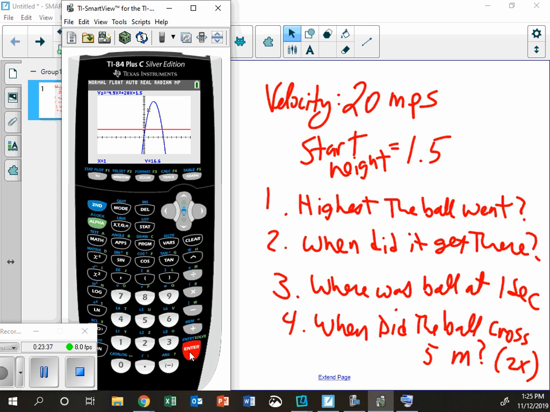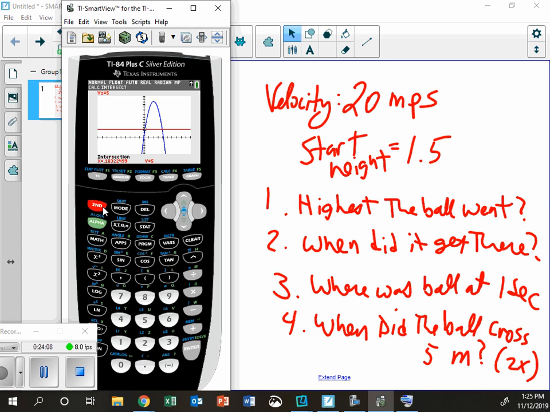And last but not least is, when did the ball cross 5 meters? There's 2 answers. I go second, calculate intersect. And then my advice to you is, it's going to ask you 3 questions. Am I on the first line? Am I on the second line? And guess. If you just get really close and hit enter, enter, enter, it jumps to the right spot. And that is 0.18. That would mean 0.18 seconds after you let it go, it crosses 5 meters.